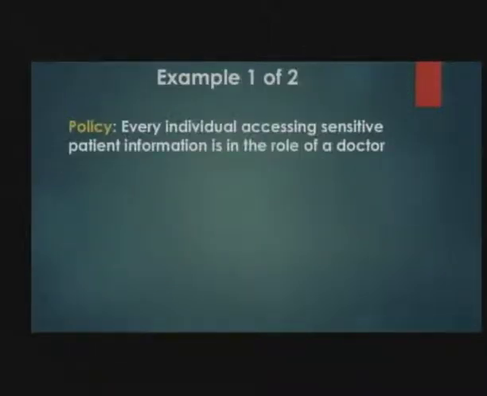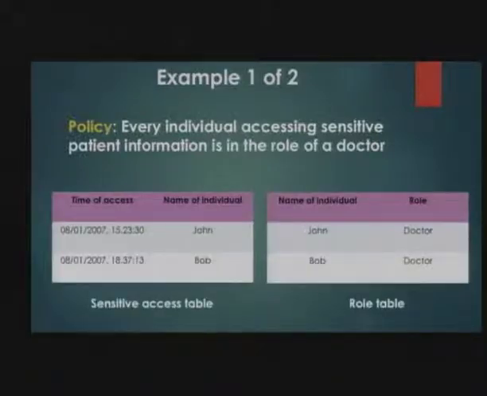Say, a very simple example policy, which basically says every individual accessing sensitive patient information is in the role of a doctor. That's basically what the policy says, that anybody who's accessing the patient's information should be a doctor. It's an unrealistic policy, but that is for the sake of example. Say our log is something like this. You'd have a sensitive access table which will tell you who accessed sensitive information at what time, and the other relevant table would be a role table which basically tells which employee is in what role, right?